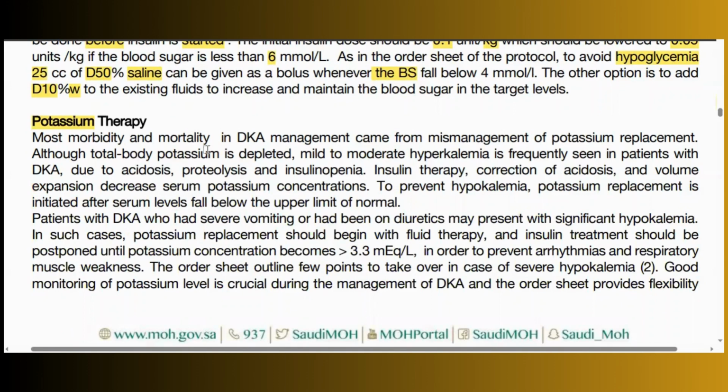Most morbidity and mortality in DKA come from mismanagement of potassium replacement. Although total body potassium is depleted, mild to moderate hyperkalemia is frequently seen in patients with DKA due to acidosis. Hyperkalemia in patients with DKA is due to acidosis, proteolysis, and insulin need. Insulin therapy, correction of acidosis, and volume expansion decrease the serum potassium.